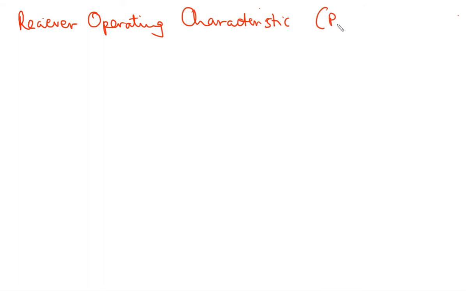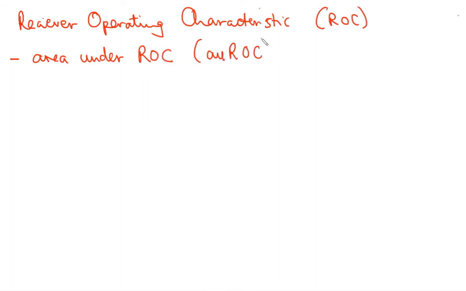Yeah, so the second one that we're going to do, a better evaluation metric, is going to be from the receiver operating characteristic curve, ROC. A metric that we're going to get here is the area under this curve, under the receiver operating characteristic. So area under ROC, or auROC.